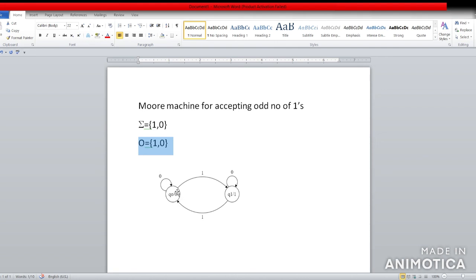So when machine receives the 1, it goes to the Q1 state, and Q1 is the state where machine accepts the odd number of ones. So here it gives the output 1. After that any number of zeros are allowed. So again when we get the next or further one, machine goes to Q0 and it gives the output 0.